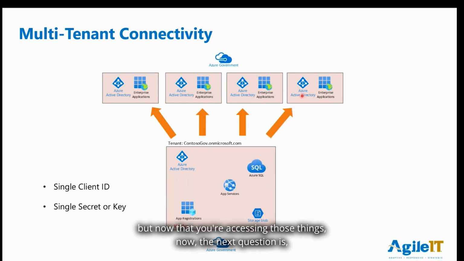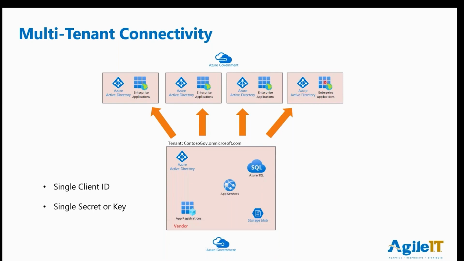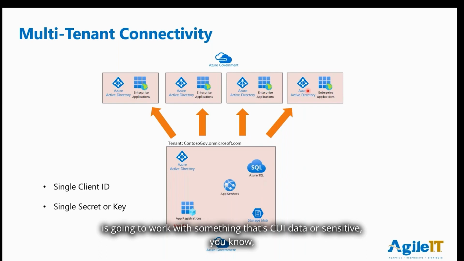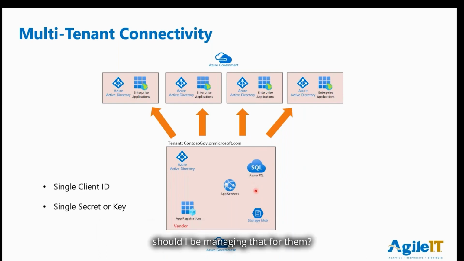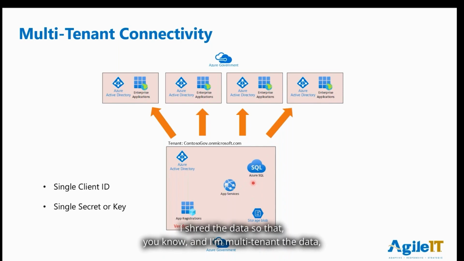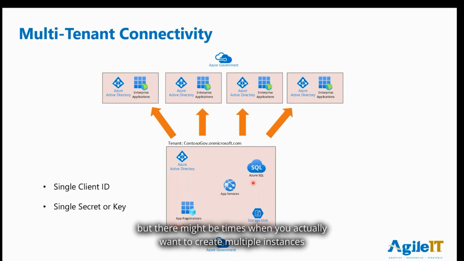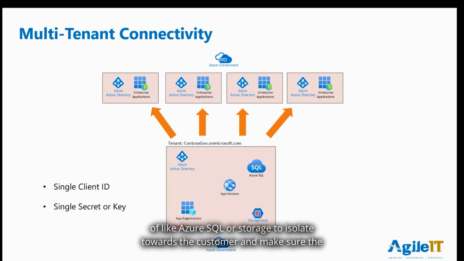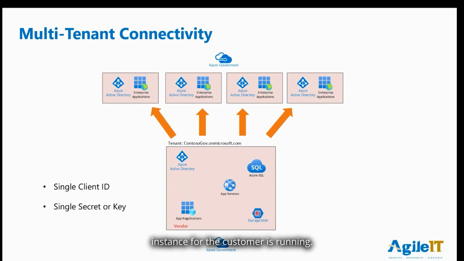But now that you're accessing those things, the next question is, if the function of my application is going to work with something that's CUI data or sensitive, should I be managing that for them? If I'm using some SQL or blob storage, I could say, yeah, I shard the data and I multi-tenant the data. But there might be times when you actually want to create multiple instances of Azure SQL or storage to isolate towards the customer and make sure the application can only connect to those databases when the right application instance for the customer is running. So I'm not going to go into that part, but knowing where to store things.